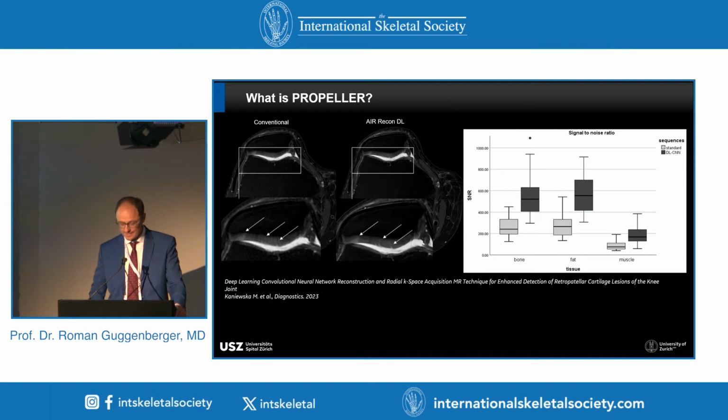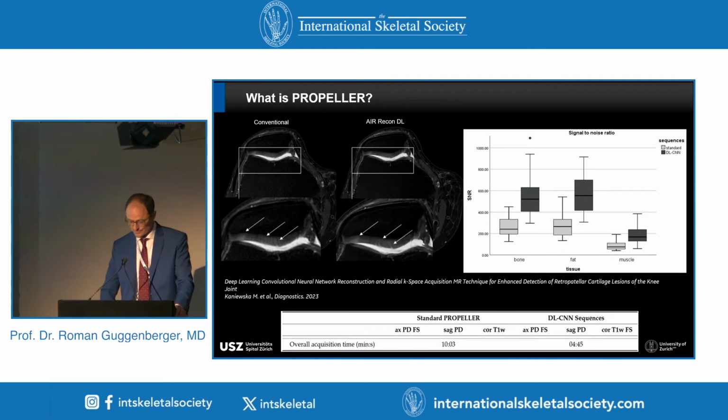We also did quantitative measurements, and this sort of confirms what we've seen qualitatively. The signal-to-noise ratio in different tissues, bone, fat, and muscle, is definitely higher on these DL images as compared to standard. And after all, imaging takes almost half the time that it would take with a standard PROPELLER approach.